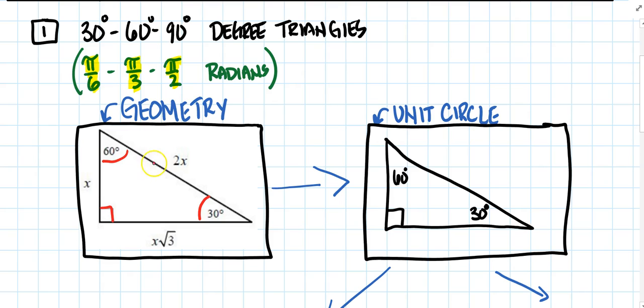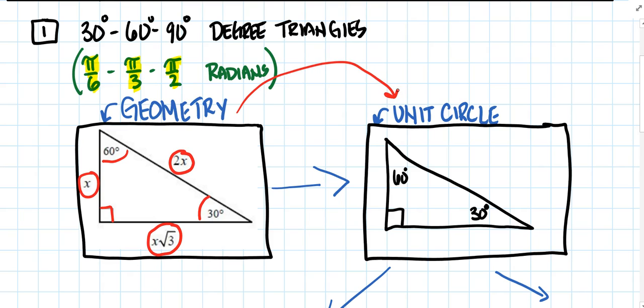So you may recall that if you were given any length of x on the side that is opposite the 30 degree angle, then the side that is opposite the 60 degree angle will be x multiplied by radical 3. And then, of course, the hypotenuse will be 2x. This should not be anything new to any of us in precalculus. So let's ask ourselves how we could transfer from geometry over into the unit circle.